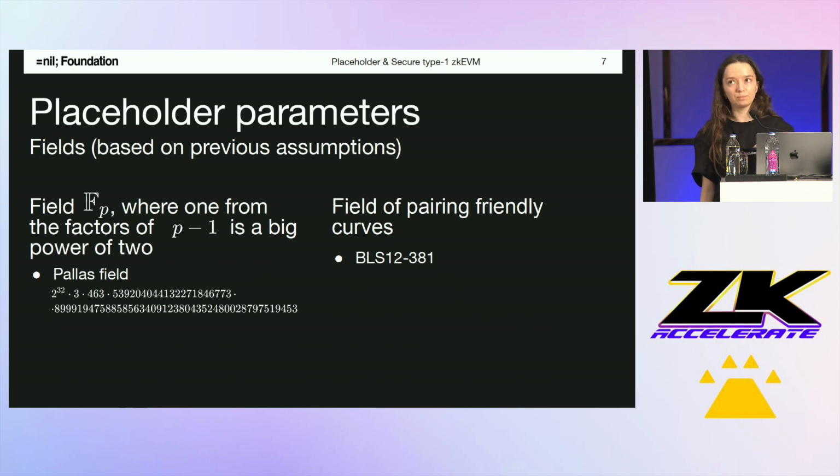Second option is the fields, and it's almost based on your previous choice about the commitment scheme. So if you choose LPC, you should take a field where one of the factors would be a big power of 2. For this case, we use the Pallas field, but you can switch it to another field with that property. And for KZG, we can use any field of pairing-friendly curves.